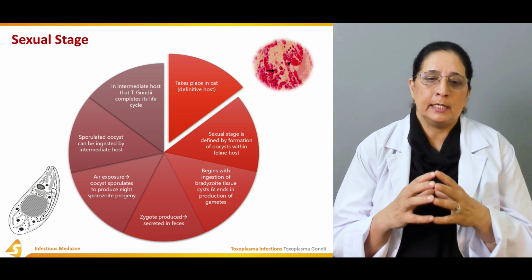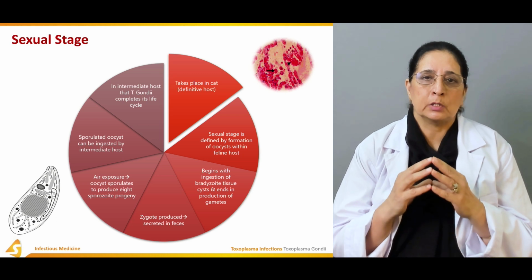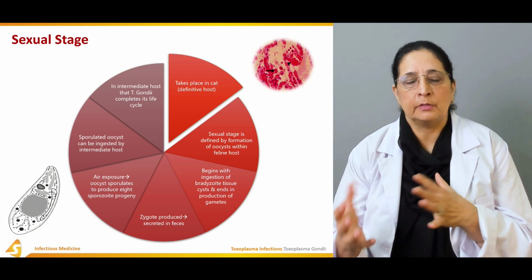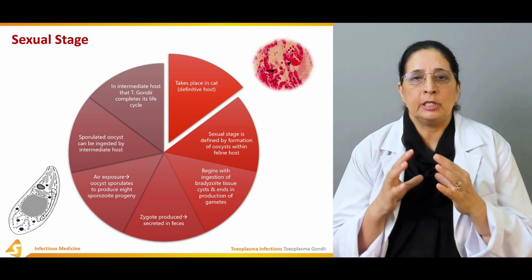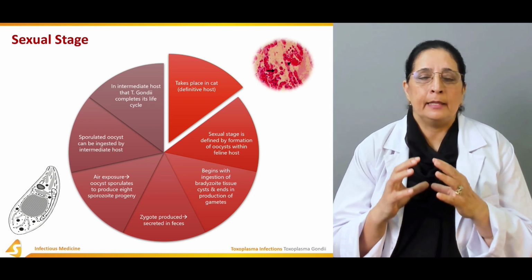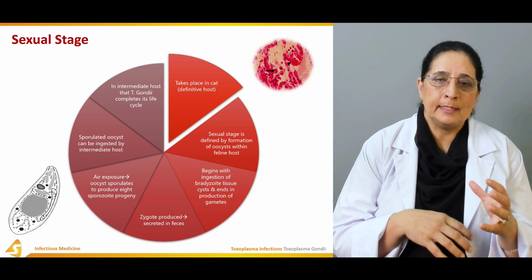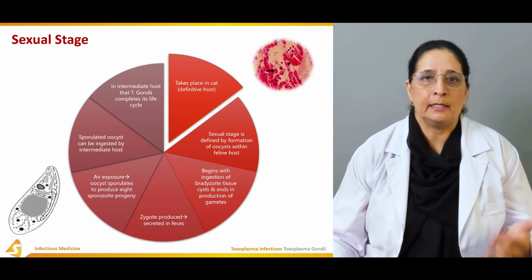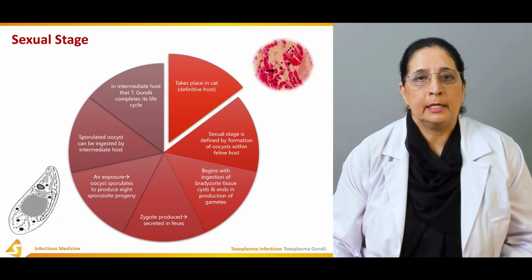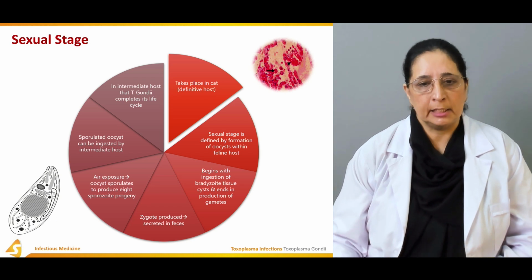Asexual stage is in the intermediate host like humans and herbivores. The sexual stage is in the cat, and then the oocysts are released in the cat feces, and then they sporulate and are taken up by the intermediate host.